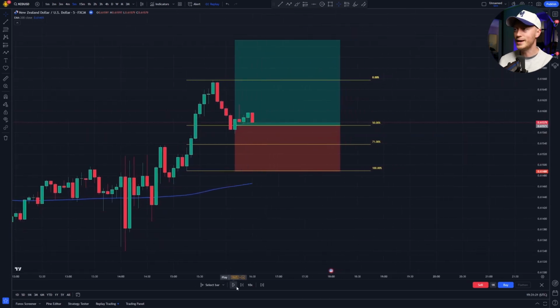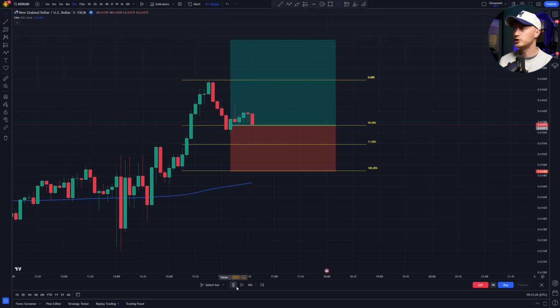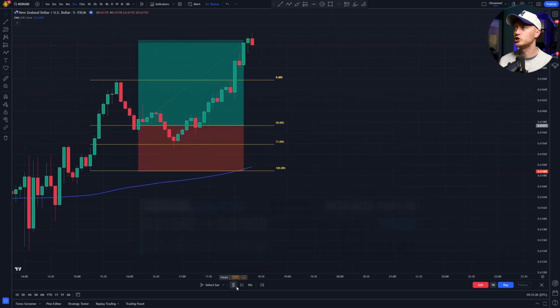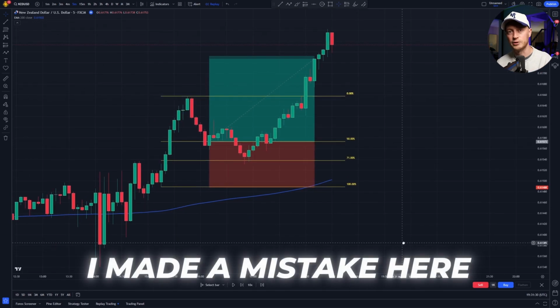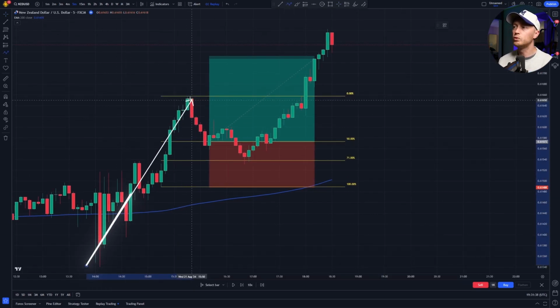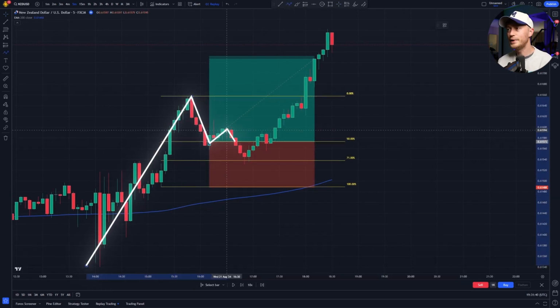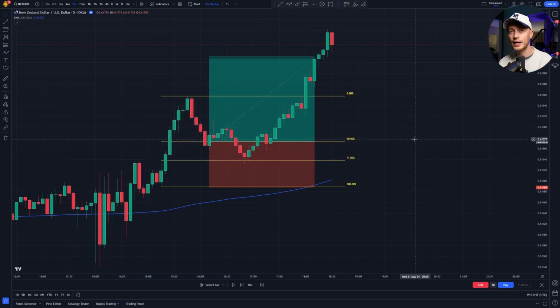You could see here, we enter the trade at this level right here. Price pushes down and then comes up and smashes the take profit. So obviously, I made a mistake here. My assumption was that the pullback was only going to come to 50%, but it did come to 71%. Now, how can I fix that? How can I get a better entry?